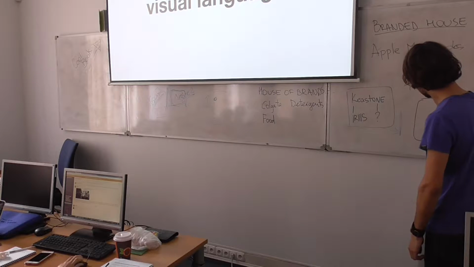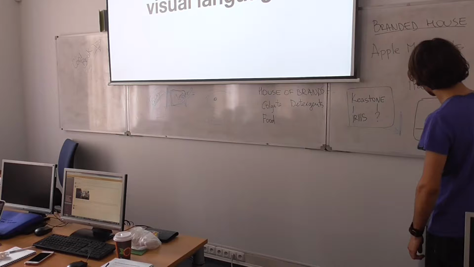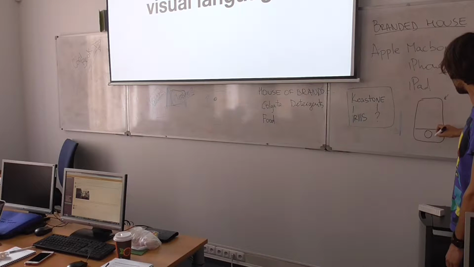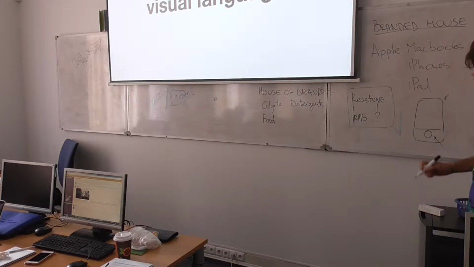So that's the smartphone. What's the smartphone? What is the phone? Just because it has the round corners and the button, and we know the context. So this is part of the visual language.